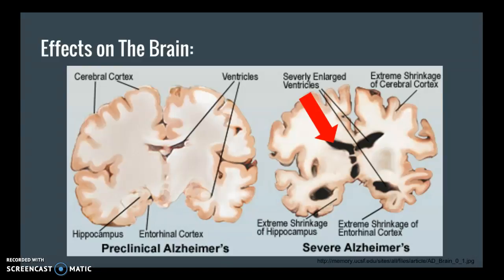As the red arrow points to, there are severely enlarged ventricles within this severe Alzheimer's disease-affected brain. With large ventricles comes an increase in fluid. Fluid within the brain is never a good sign because it can lead to convulsions and even brain damage.